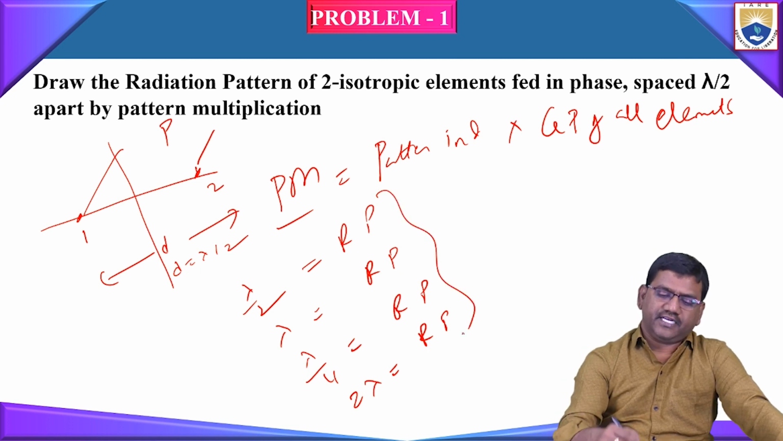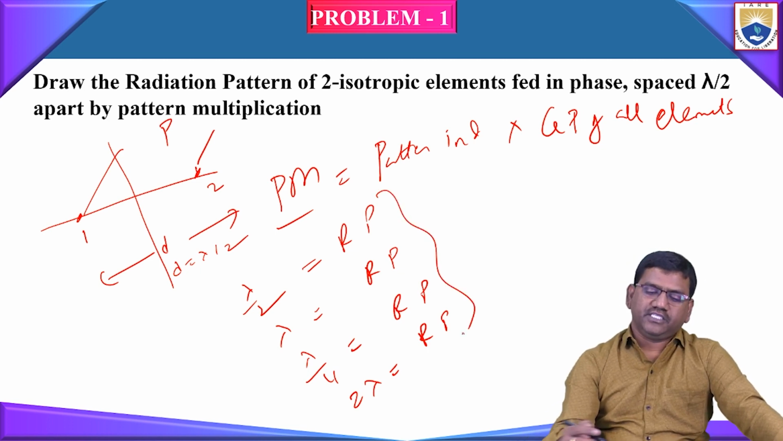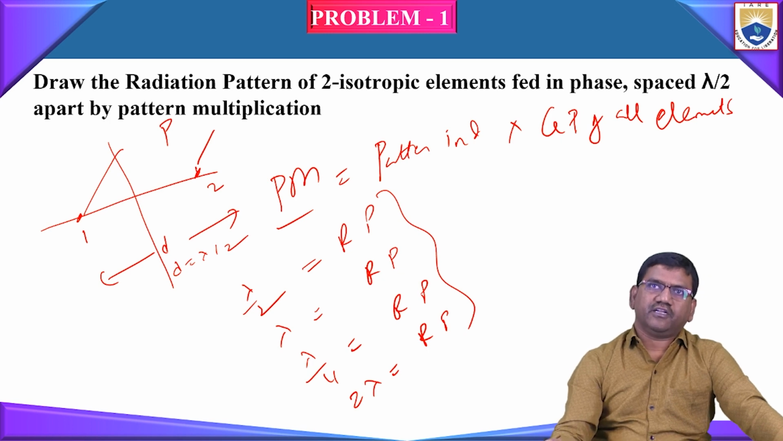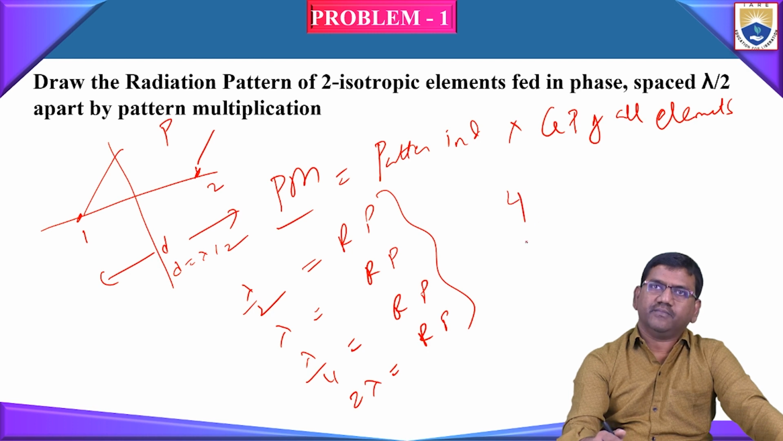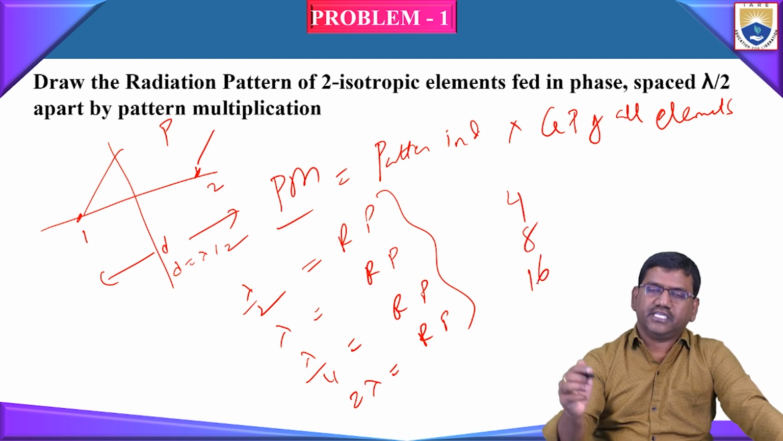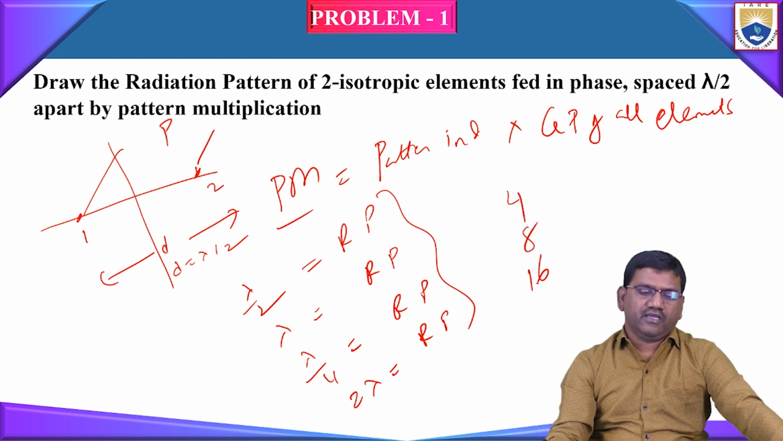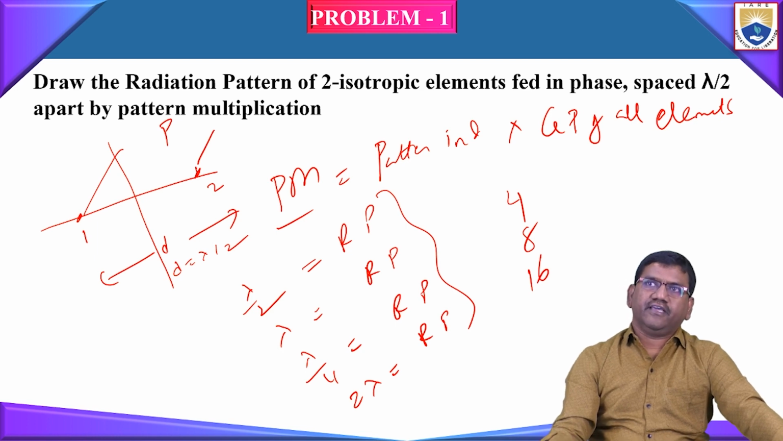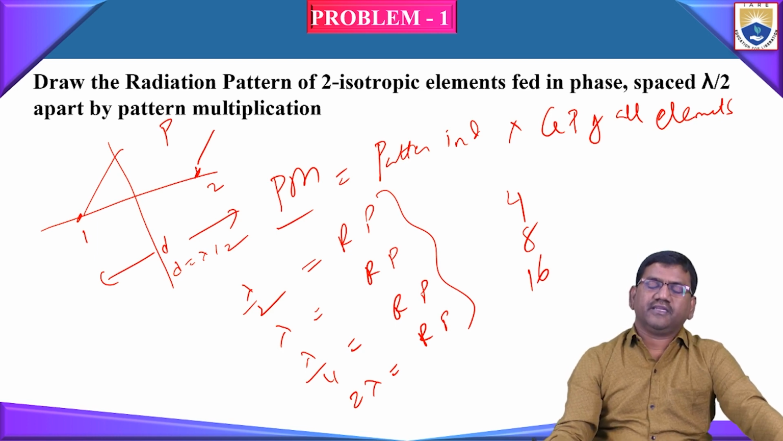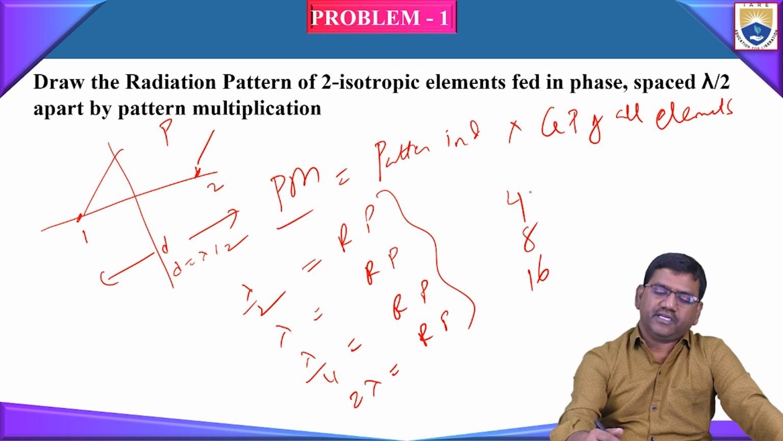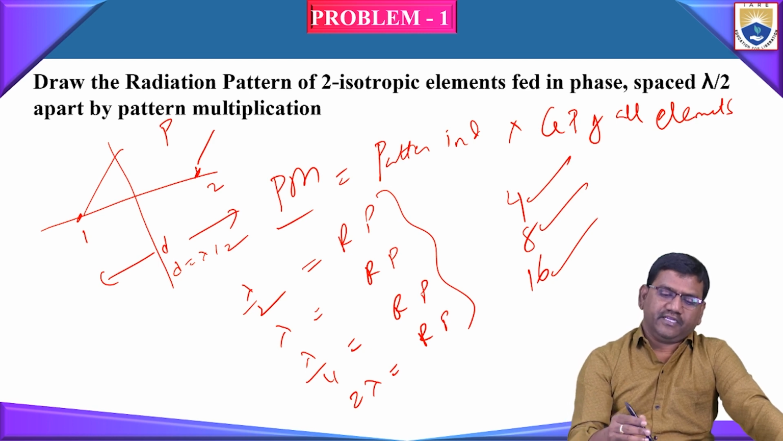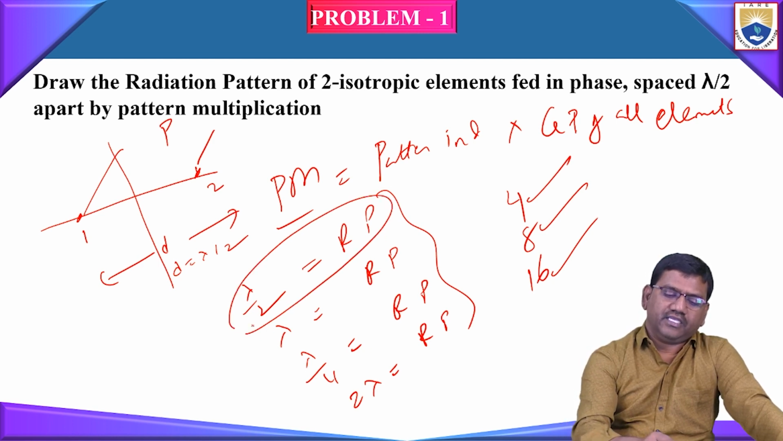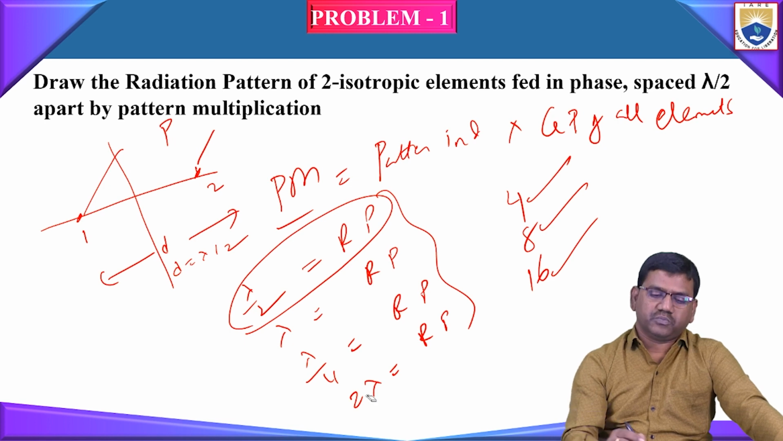Based upon this data, we can draw the radiation pattern of any number of elements in an array. We can apply this technique for 4 elements, 8 elements or 16 elements. If we are familiar with two elements of an array spaced lambda by 2 apart, then it is easy to draw the radiation pattern of 4, 8 or 16 element arrays. Now let us see what the radiation pattern of the array separated by a distance of lambda by 2 will be.